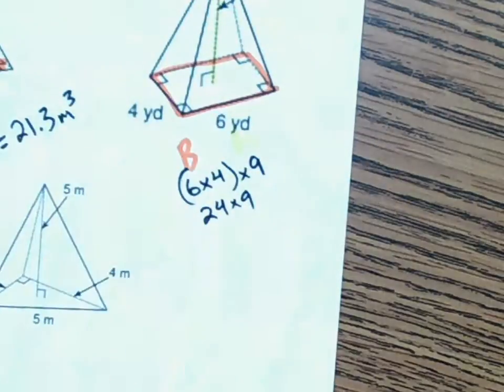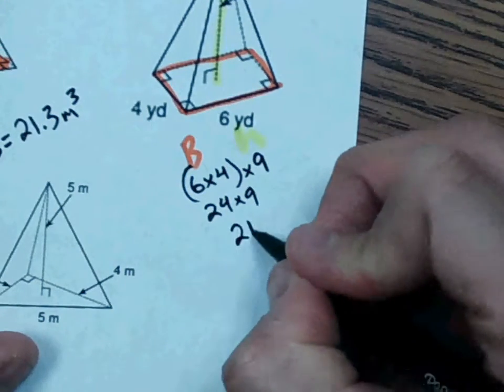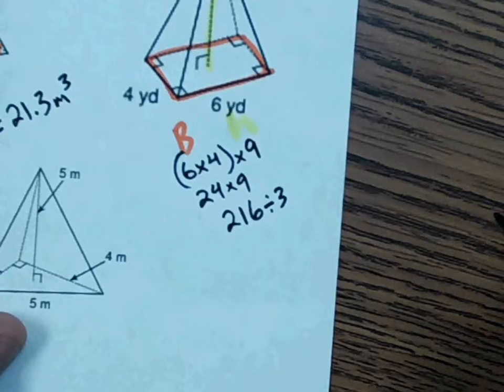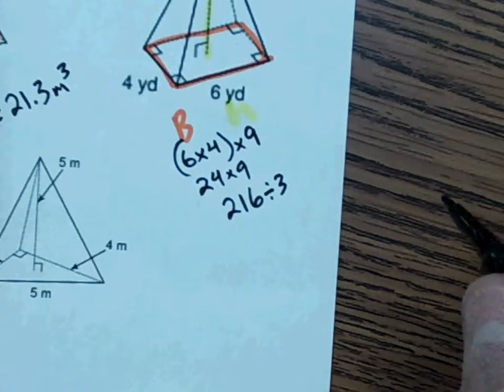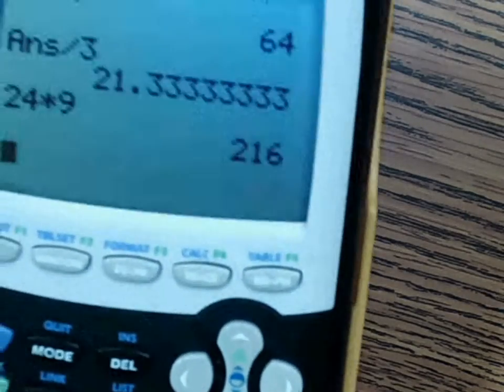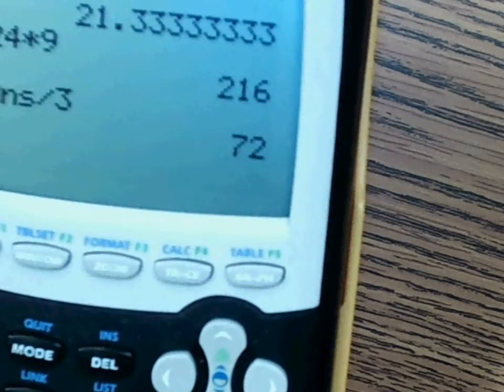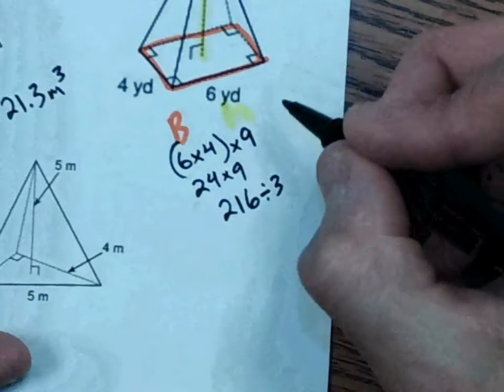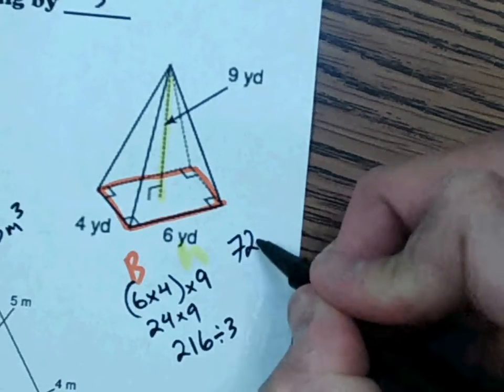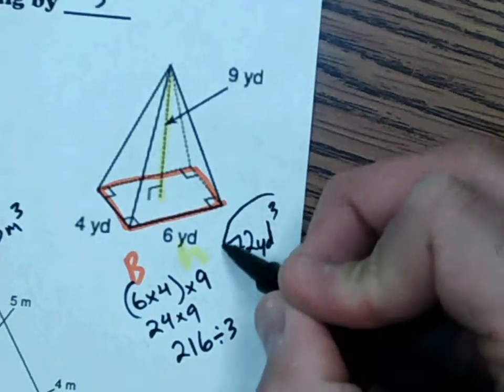Comes out to 260. But again, we have to divide by 3 or multiply times 1/3, whichever you prefer. So 216 divided by 3, that's 72. So the volume of this rectangular pyramid is 72 yards cubed.